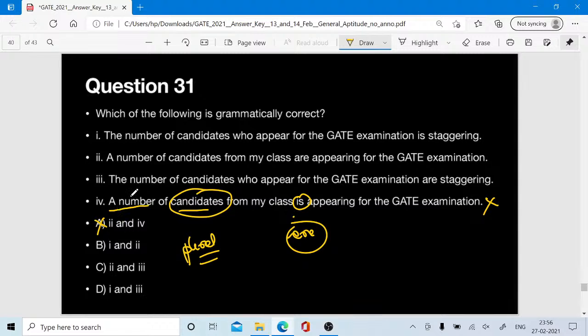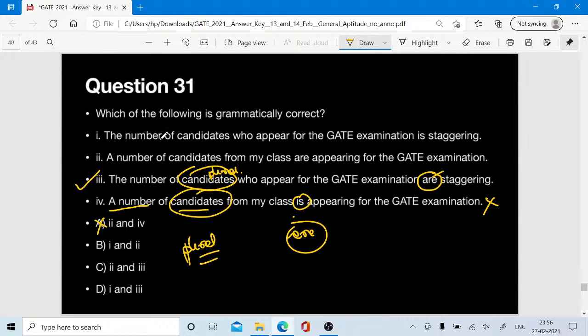Okay. Let us see the third one. The number of candidates who appear for the GATE examination are staggering. Yes. Number of candidates, it is plural here, right? And I've got are here, right? So the third one is correct. Okay. Let us go for the second one. A number of candidates from my class are appearing for the GATE examination. Yes, this is also correct. This is also entirely correct here.